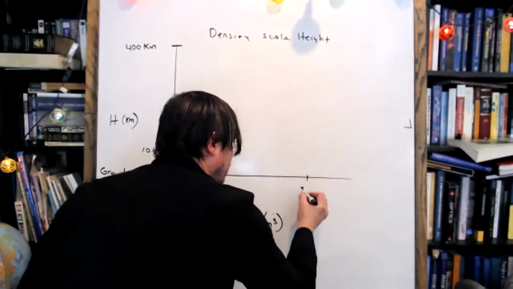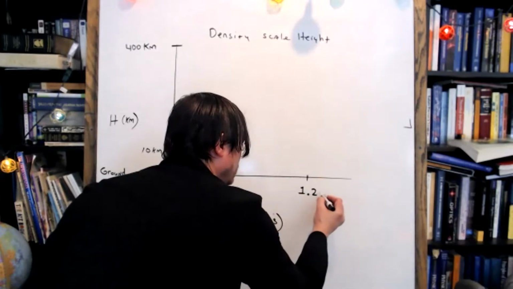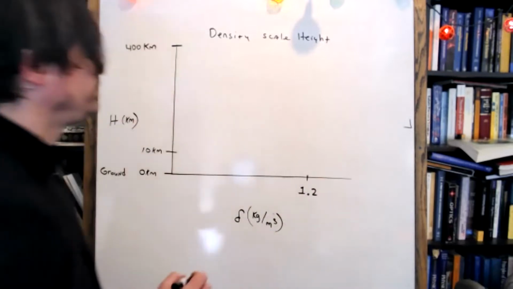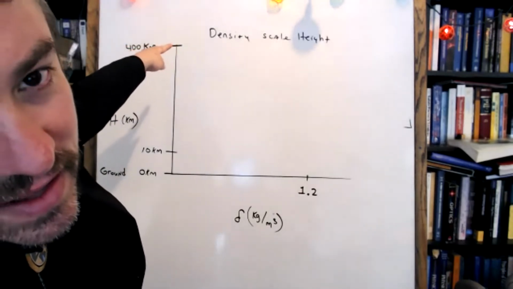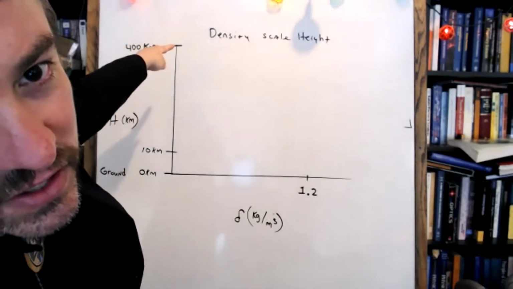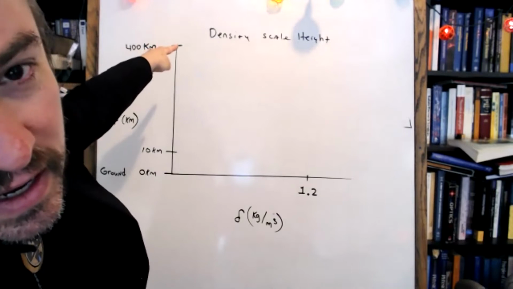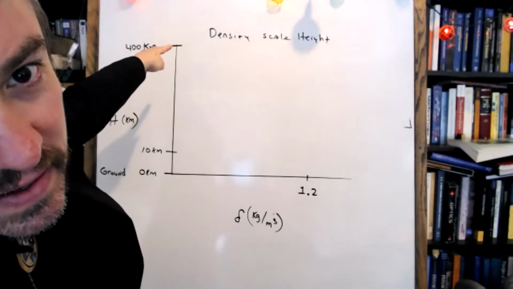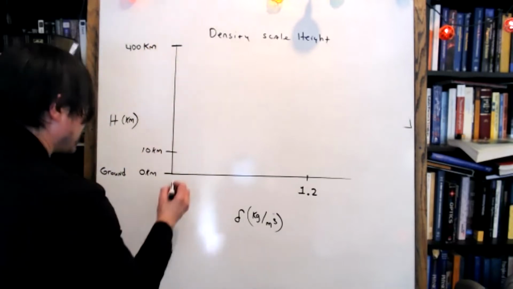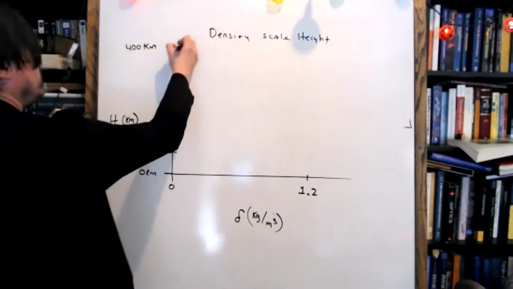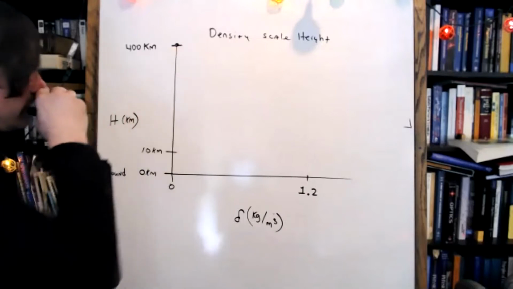And at the ground level, it's 1.2, all right? What do you suppose the density of air is at the International Space Station? Approximately. Very close to 0, I would assume. That's what I would assume too, right? There's not many gas particles up there.